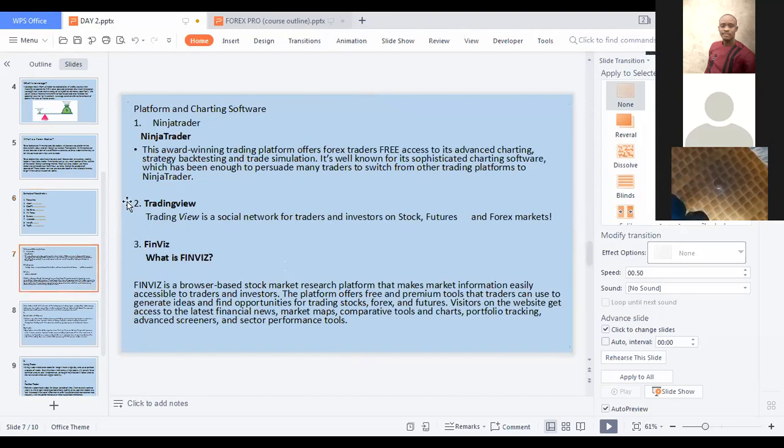The next one is platforms and charting software. We have several types of platforms and charting software, but the one I use is TradingView. In TradingView, that is where you see how technical analysts make use of a trading platform and work with it. Don't worry, I will give you these PDFs to read up.